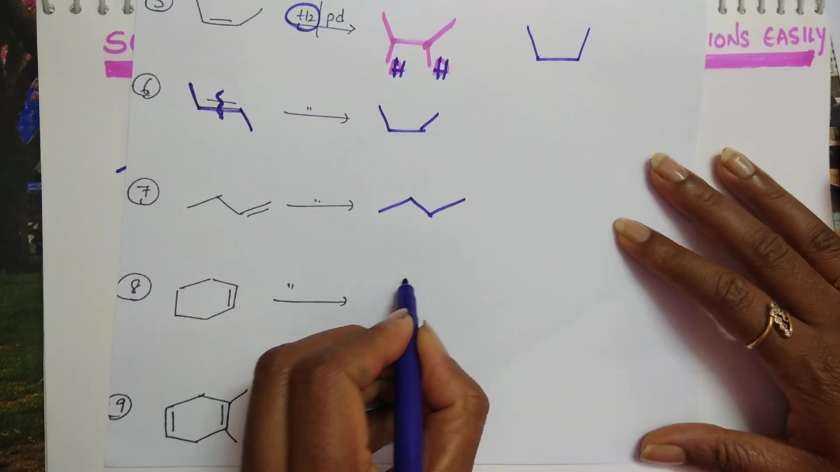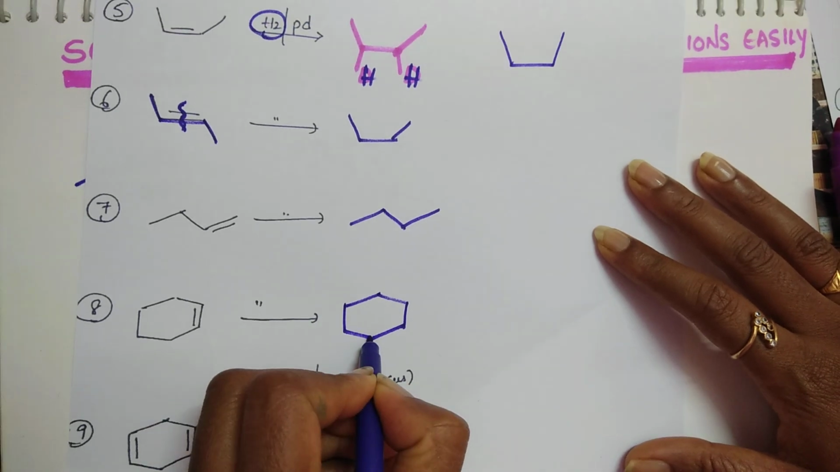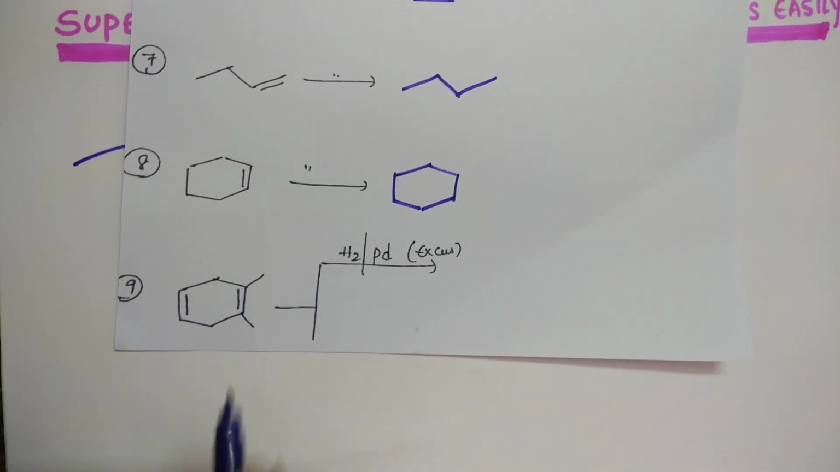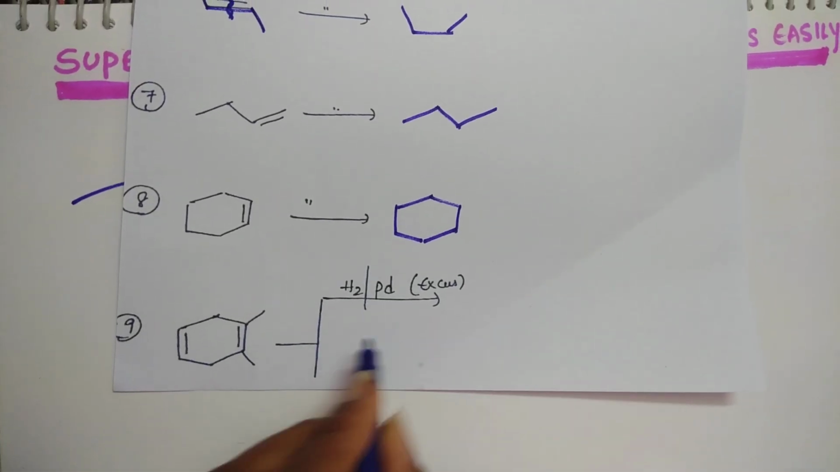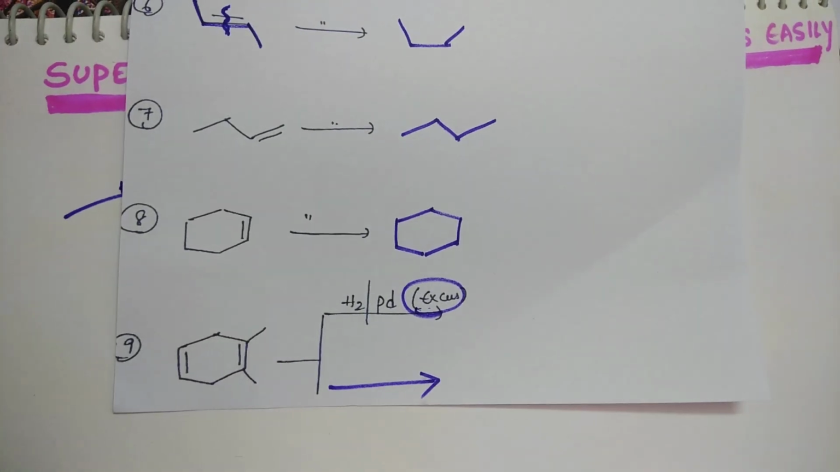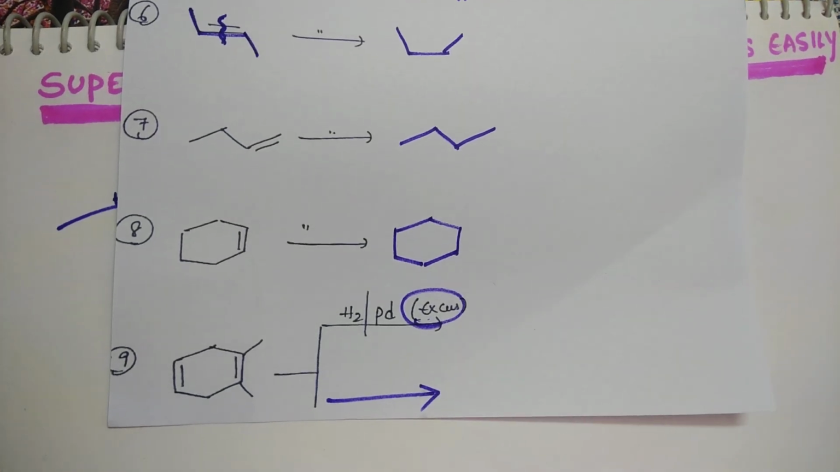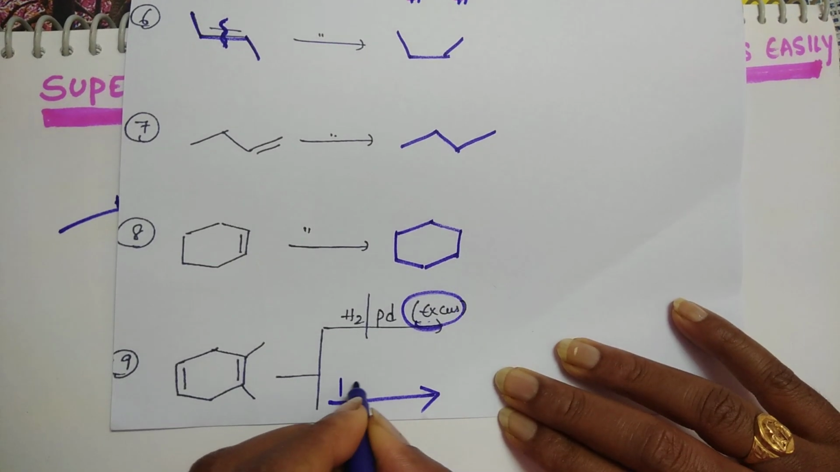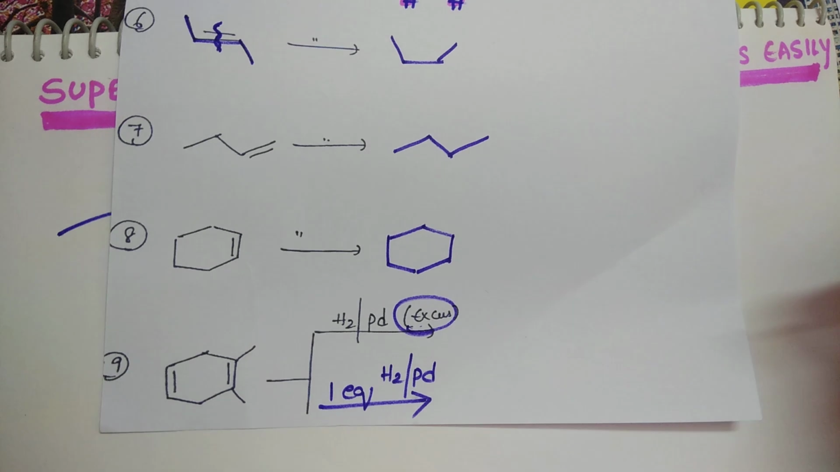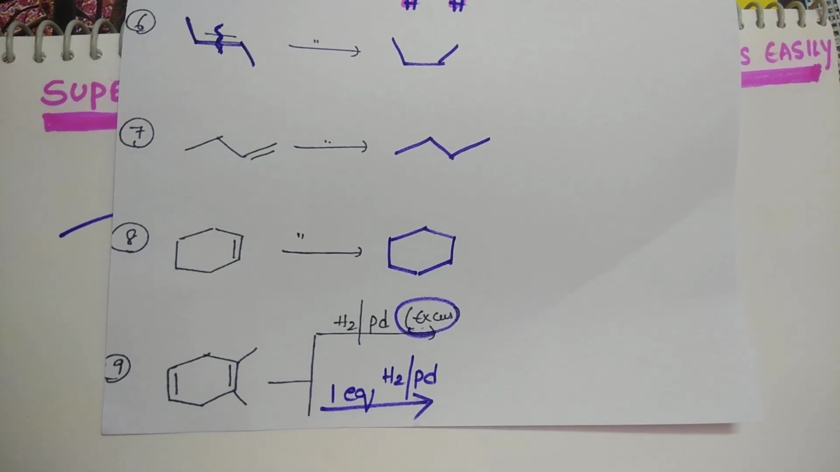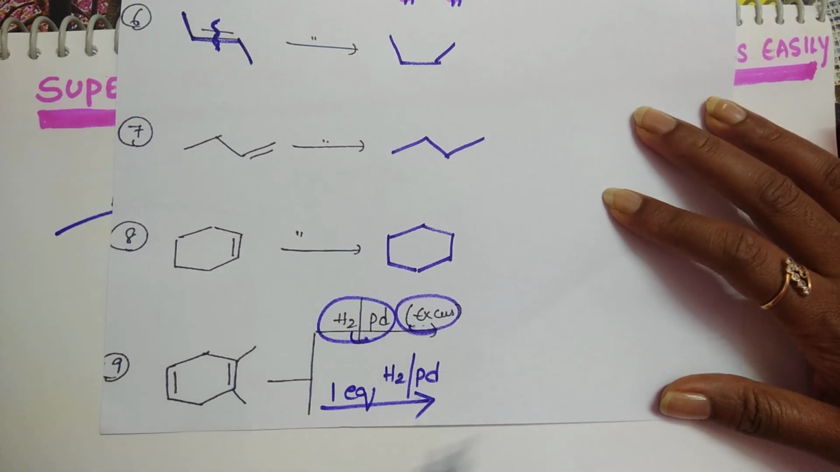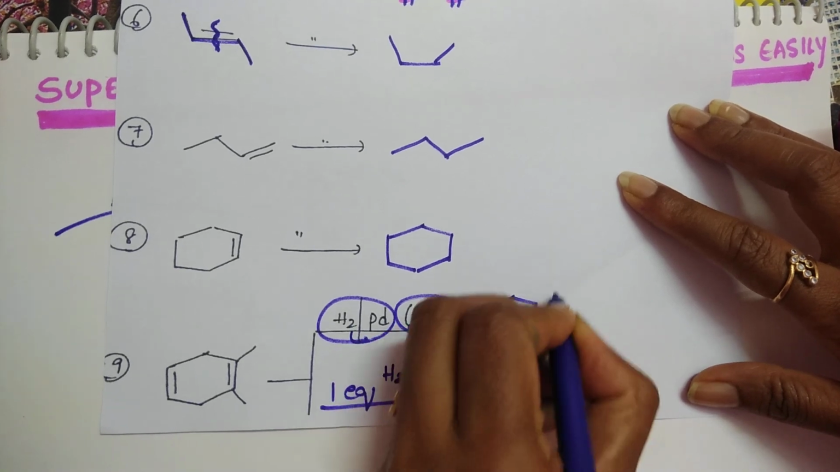Next one. What you should do, students? Break the bond. Alkene is converted into alkane. See here the question. There are two pi bonds, and they have given excess of hydrogen in one case, and in another case you are adding only one equivalent of hydrogen. Then out of these two bonds, which bond will be reduced? If there are two bonds and you are passing excess of hydrogen, then both the bonds will be reduced.